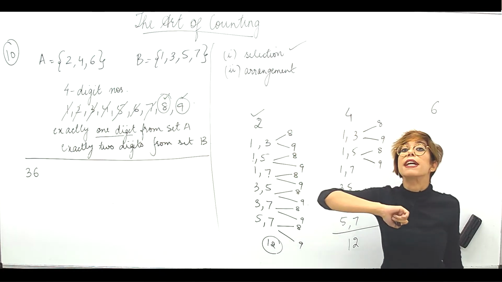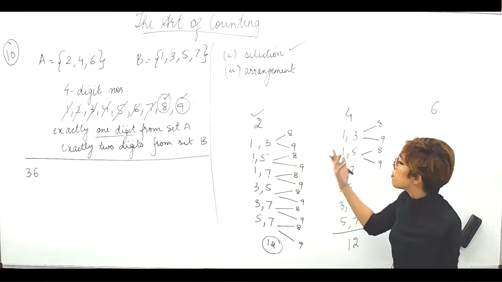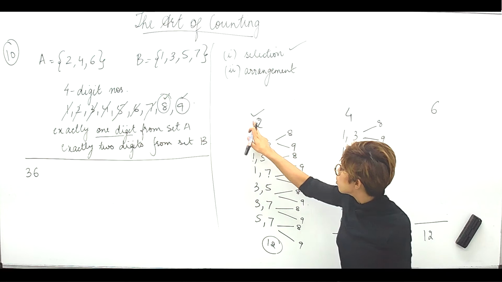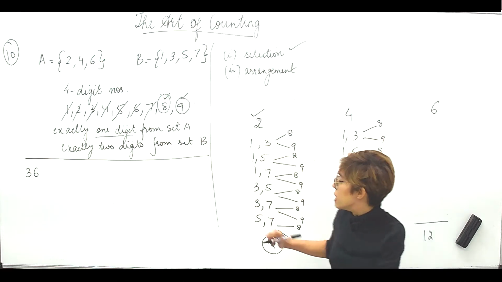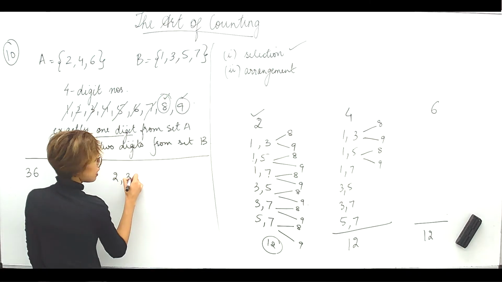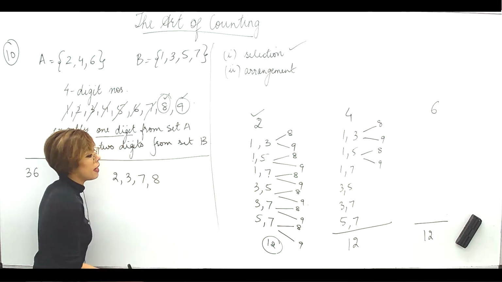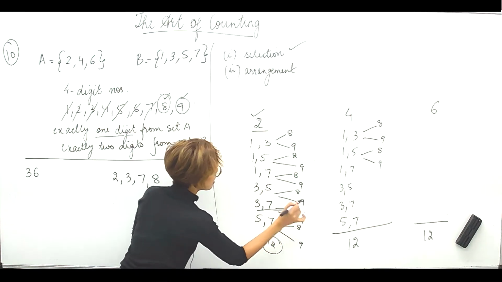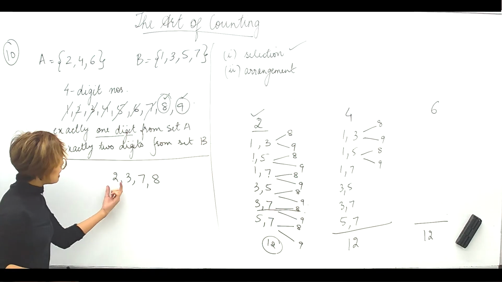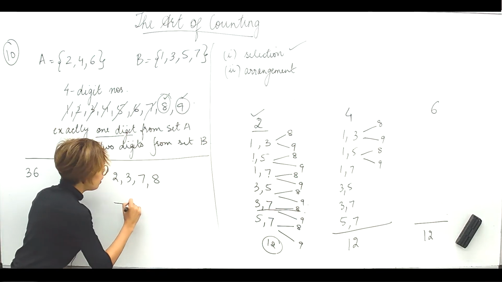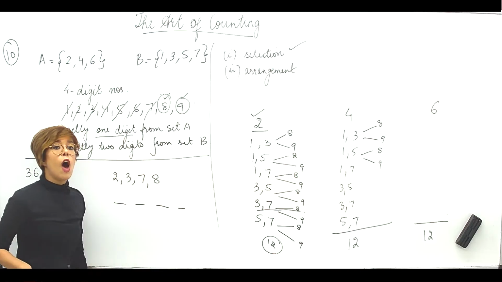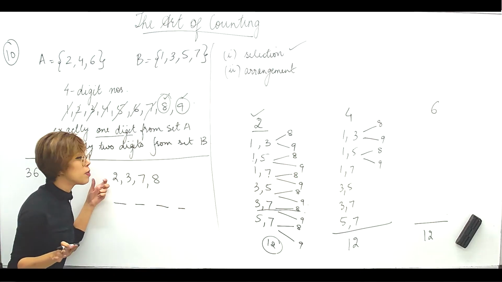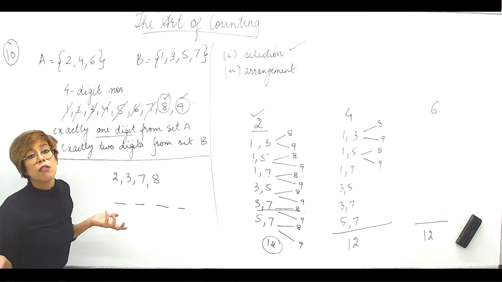Now I need to find the numbers. Now suppose I selected the digits 2, 3, 7, 8. Right? I have selected this case. 2, 3, 7, 8. Now these digits are there. I need to form 4 digit numbers. How many 4 digit numbers can I form using these digits? Now careful, no zero is there.